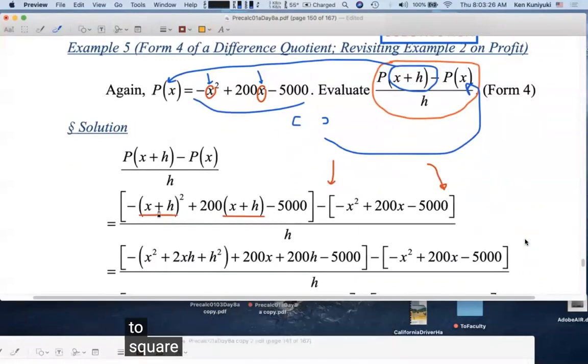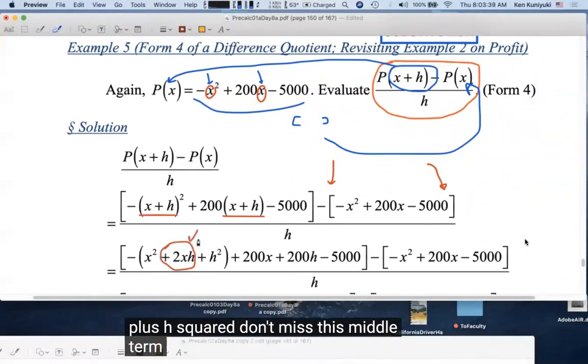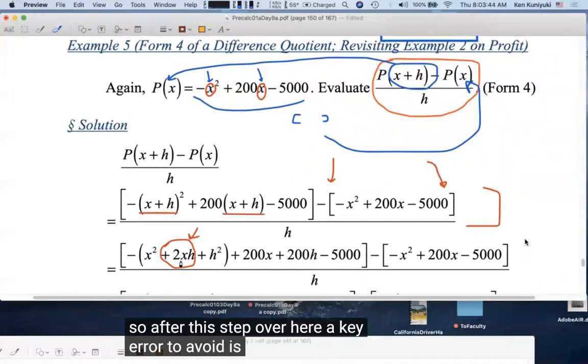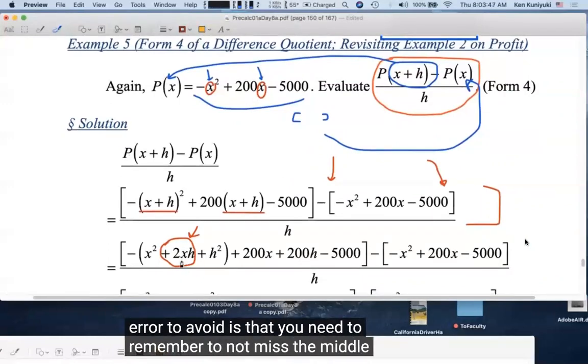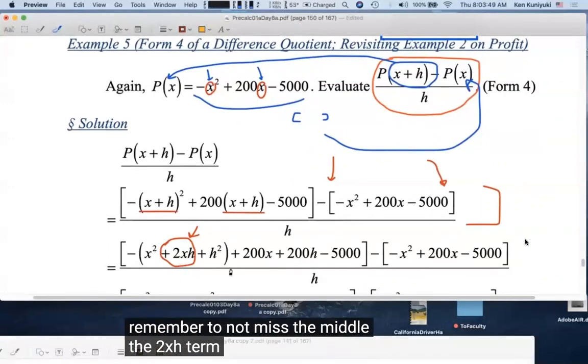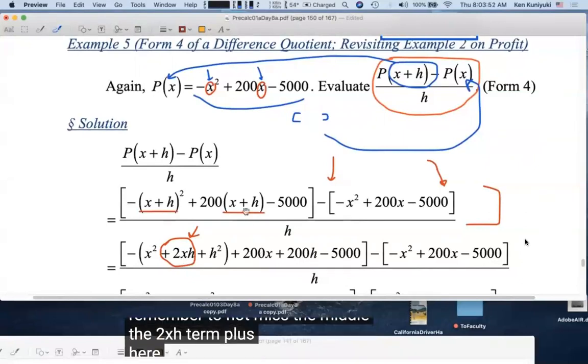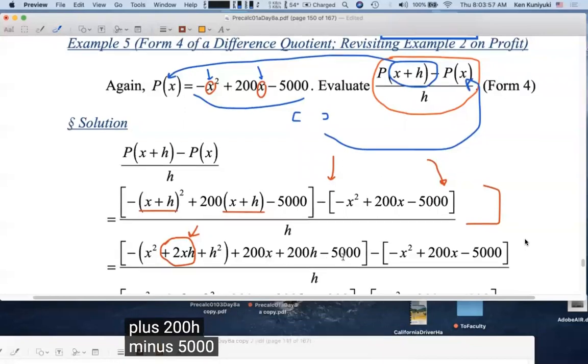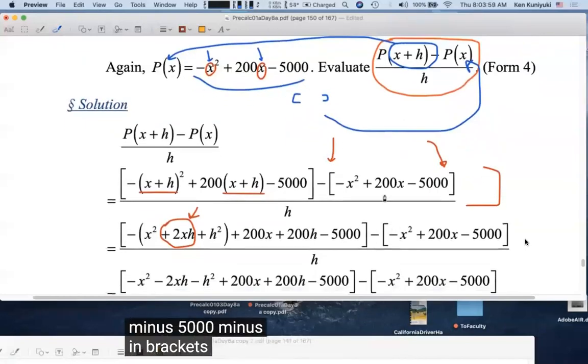Now, it helps to square this binomial. The opposite of the square of x plus h is not just x squared plus h squared. It's x squared plus 2xh plus h squared. Don't miss this middle term. So after this step over here, a key error to avoid is that you need to remember to not miss the middle, the 2xh term. Plus, here I'm distributing, 200x plus 200h minus 5,000. Minus, in brackets, again, copying P of x. All that over h.